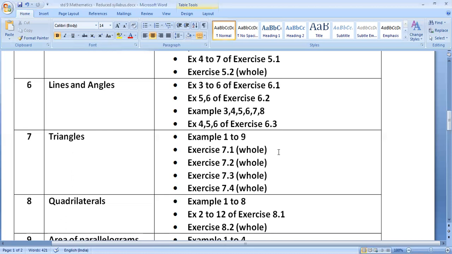Page number 120, 7.4, some properties of triangle. On 121, theorem 7.2: angles opposite to equal sides of an isosceles triangle are equal. This is the most important theorem which will definitely be asked as a 4-mark question, that is with proof. You have to write this theorem along with the proof. I'll give you the proof on my channel.